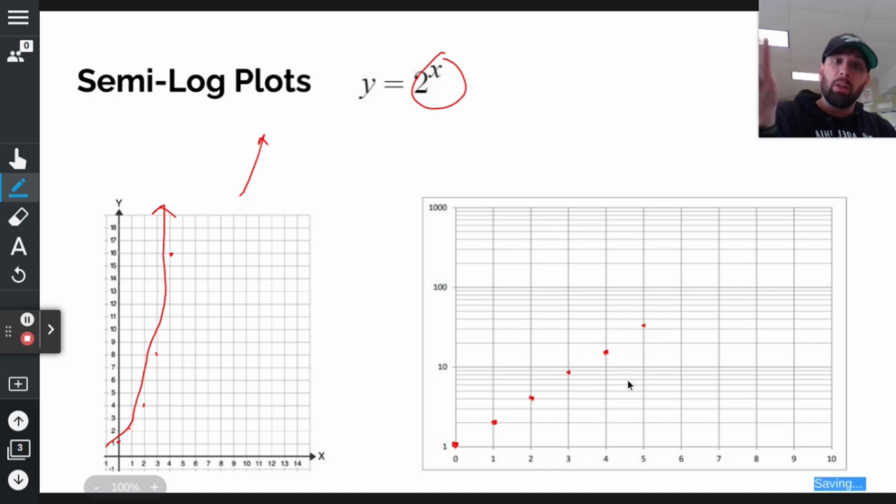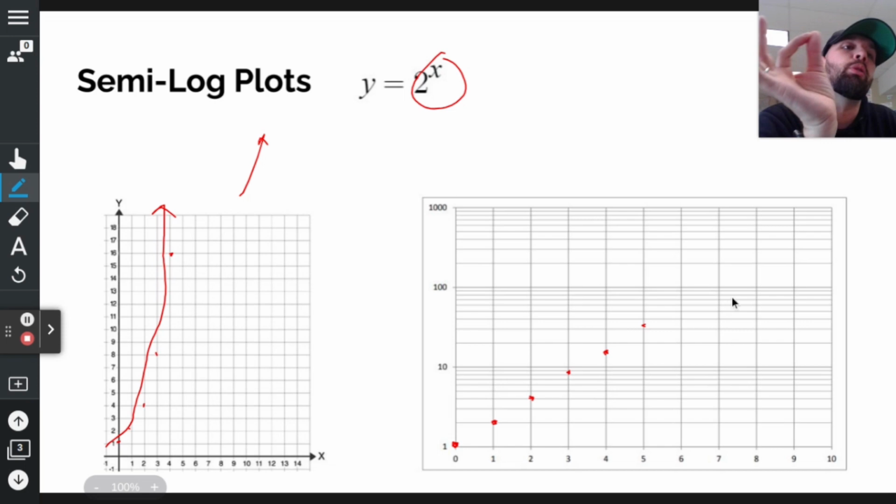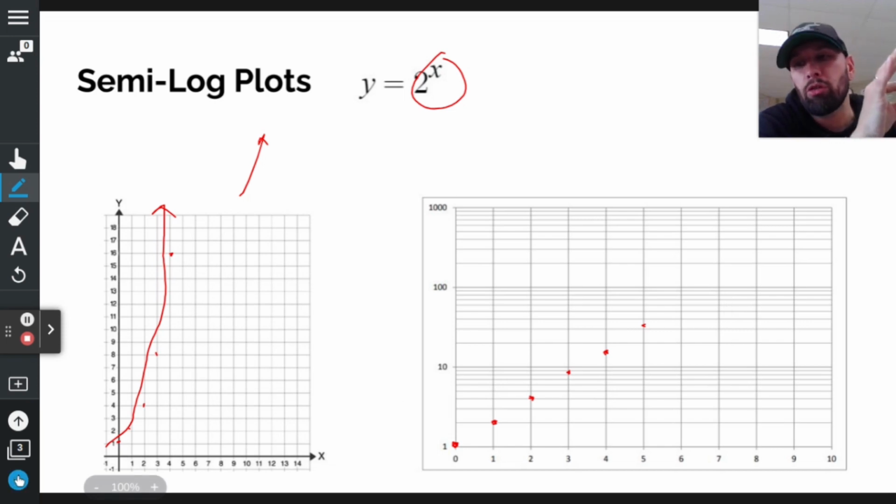So as you can see, a semi-log plot takes something that's a logarithmic or exponential function and makes it look like a perfectly straight line. I'm not going to draw a perfectly straight line at the risk of making myself look even more stupid after doing that right there. But if I were to keep going, straight line, straight line, straight line, that's what a semi-log plot does. It takes a logarithmic or exponential function and makes it look like a straight line.